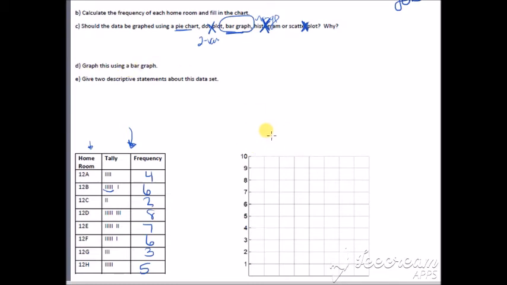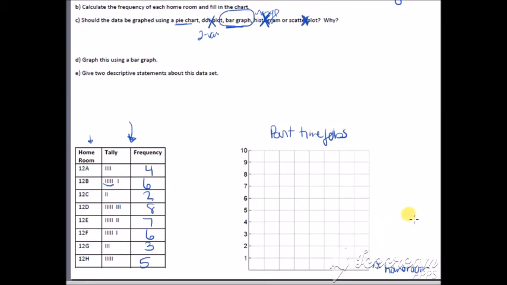So let's just call it part-time jobs. For the x-axis, we're going to call this homeroom. And I think this is as low as I can go. And then for the y-axis, we're going to call this number of students with part-time job, PT job. Okay, so we're going to call this 12A, B, C, D, E, F, G, H. And we're going to go 4, 6, 2, 8. So 4 is here, 6 is here, 2 is here.